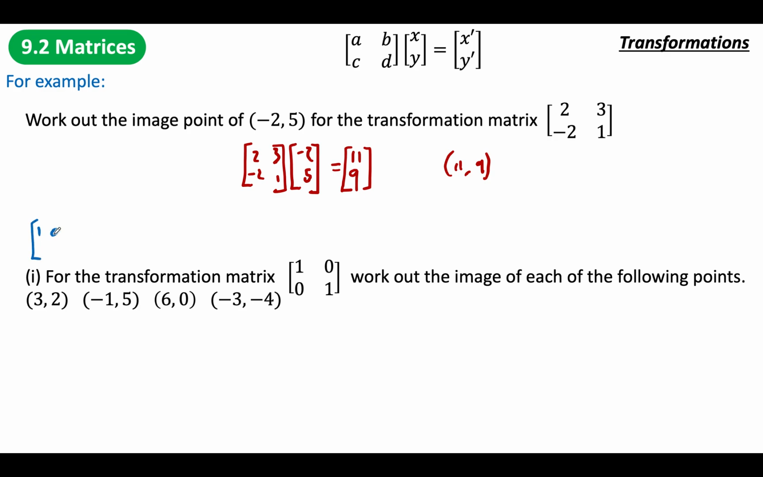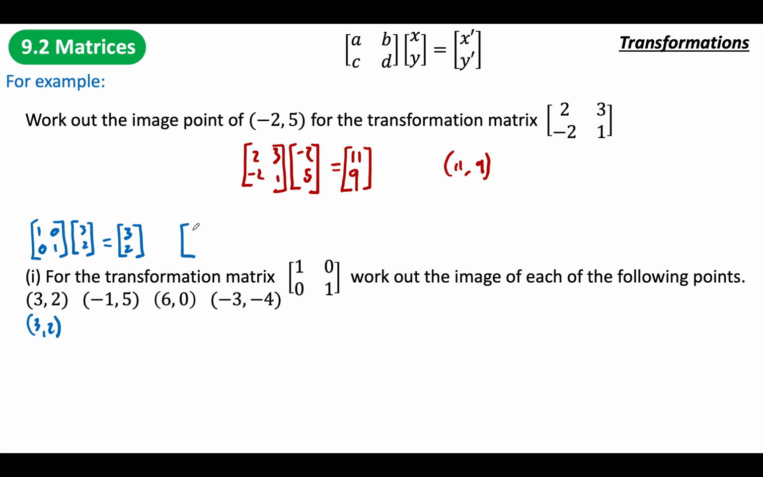So 1, 0, 0, 1. Now, anyone that's worked with matrices will know instantly what that matrix is, but we'll come to that in a minute. So what happens? Well, we've got 3 times 1 is 3, and 2 times 0 is 0, so that's just 3. And if we multiply the bottom row, we end up with 2. Basically, the image for this one is 3, 2.